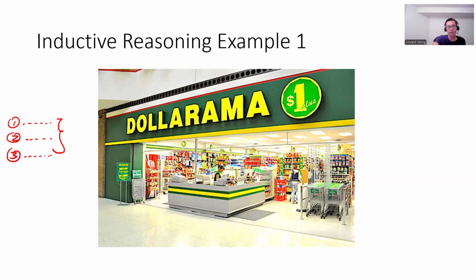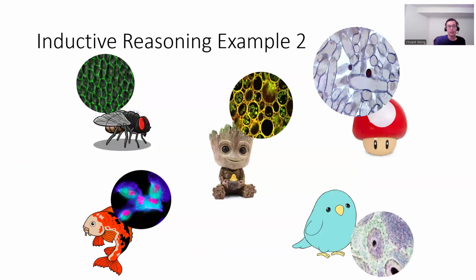All right, thank you. Let's try another example. So here we have a fly, and this is what it looks like when you zoom into the wings of a fly. So we can say a fly is made up of cells. Okay, these are cells of the wings. And then you look at a tree, and you can say a tree is made up of cells. Okay, so that's observation one.